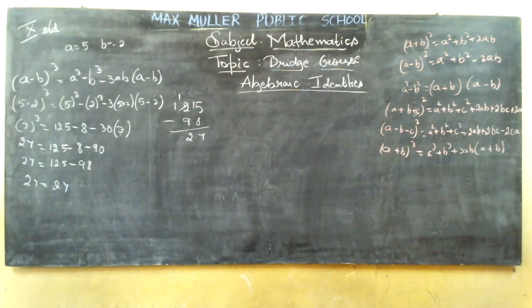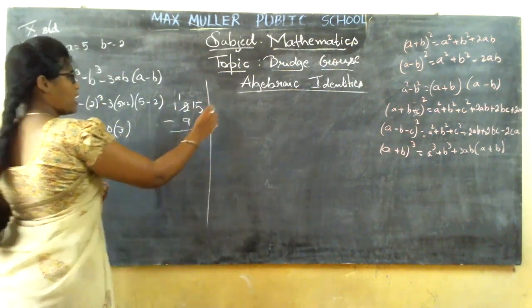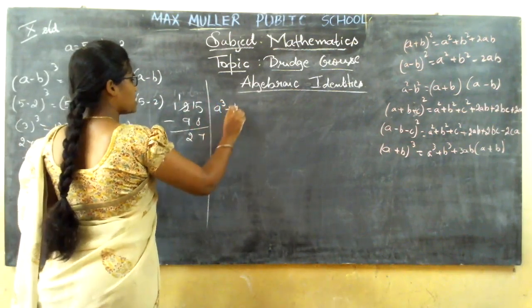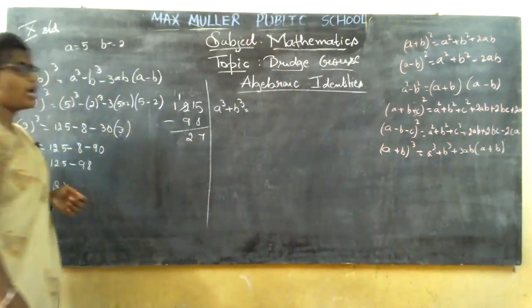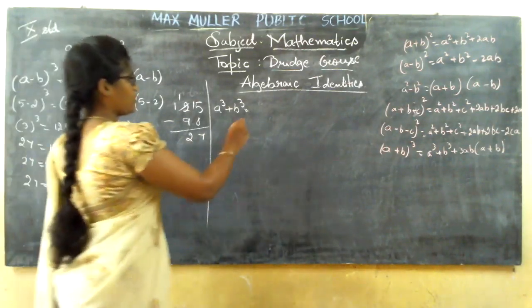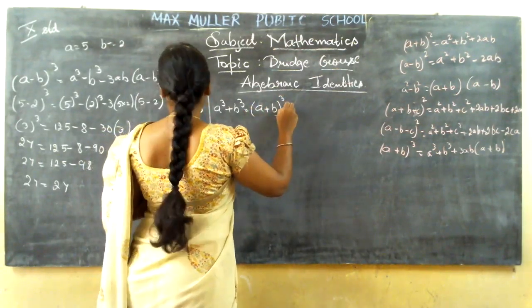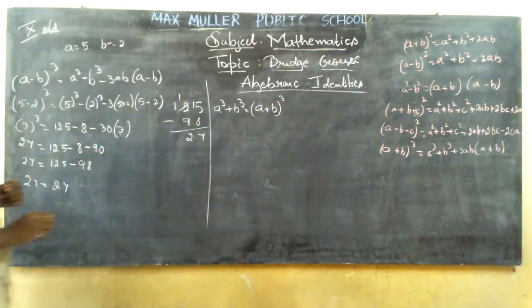Correct. Then what else do you have? Any other formula you have? The last formula you have is a cube plus b cube plus c cube. And you have the formula for a cube plus b cube also. Let us write that also. For the safer side, let me write that also. a cube plus b cube is equal to (a plus b) the whole cube minus 3ab into (a plus b).